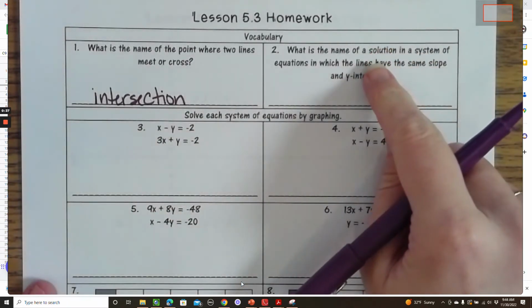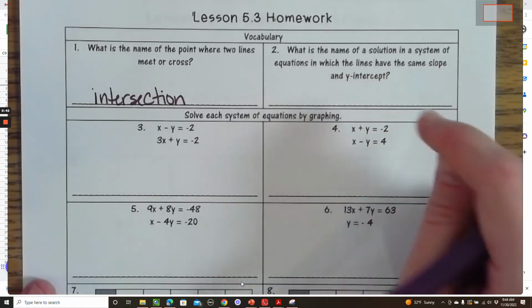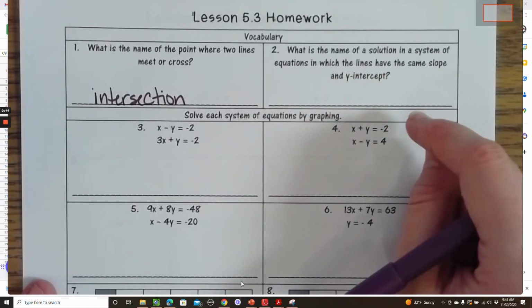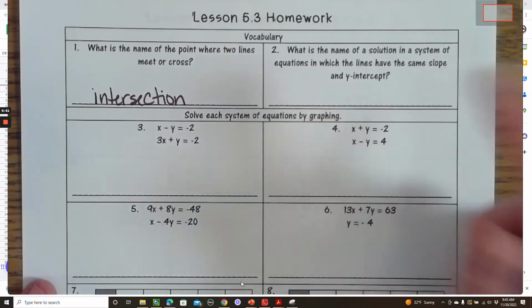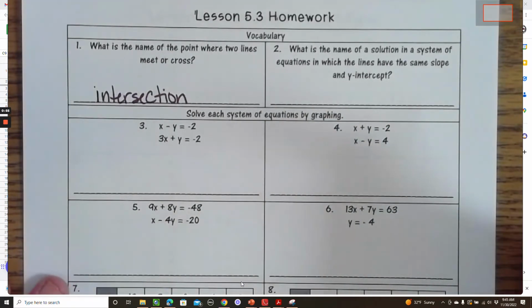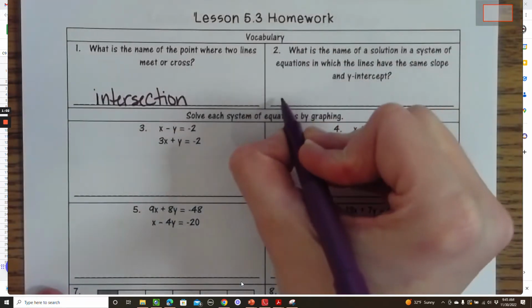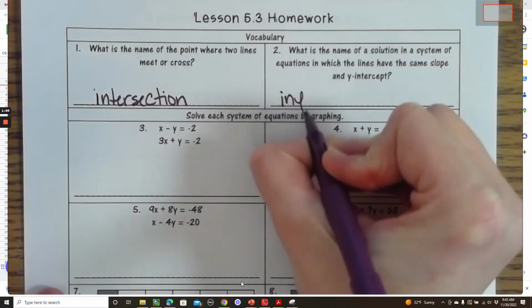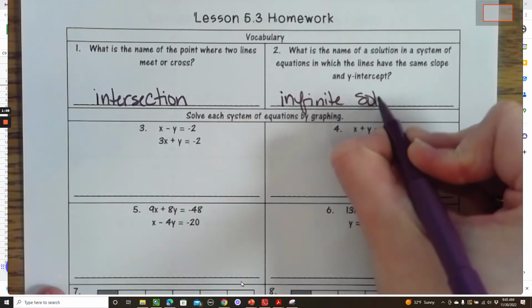What's the name of a solution in a system of equations in which the lines have the same slope and the same y-intercept? If they're the same line, what's the solution, what's the answer called? We have one solution. What are our other two options? Infinite. So if it's the same line, it's infinite solutions.